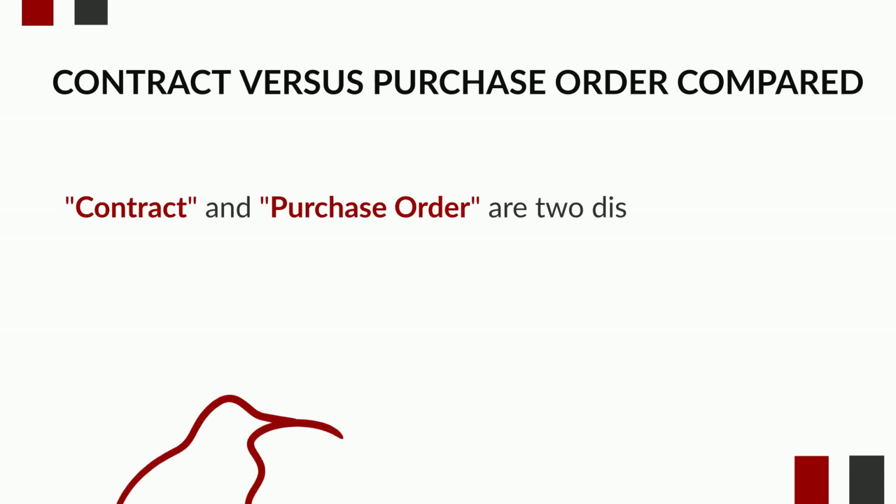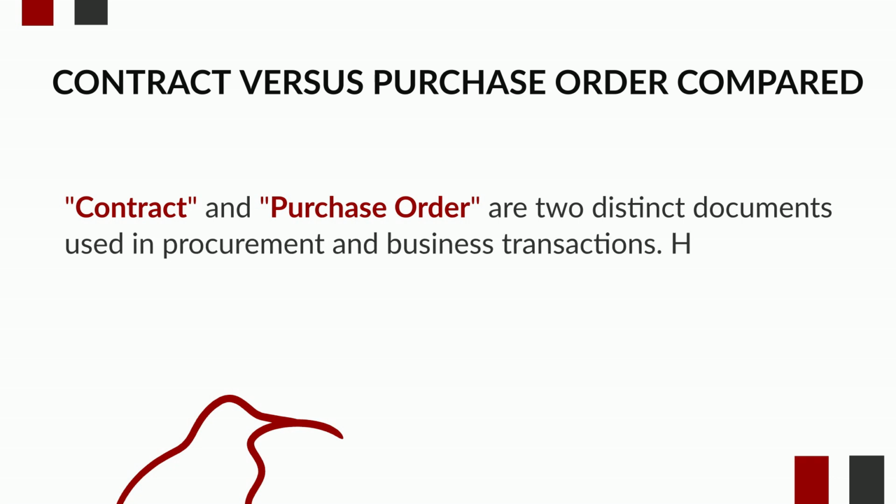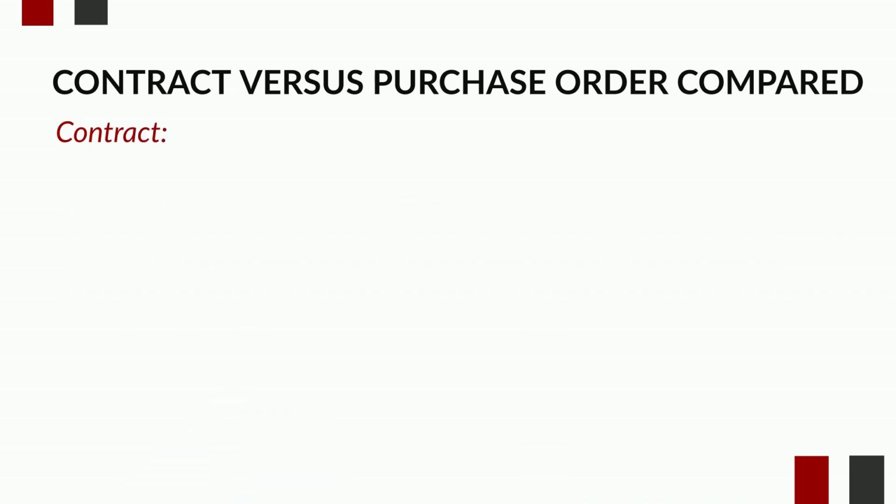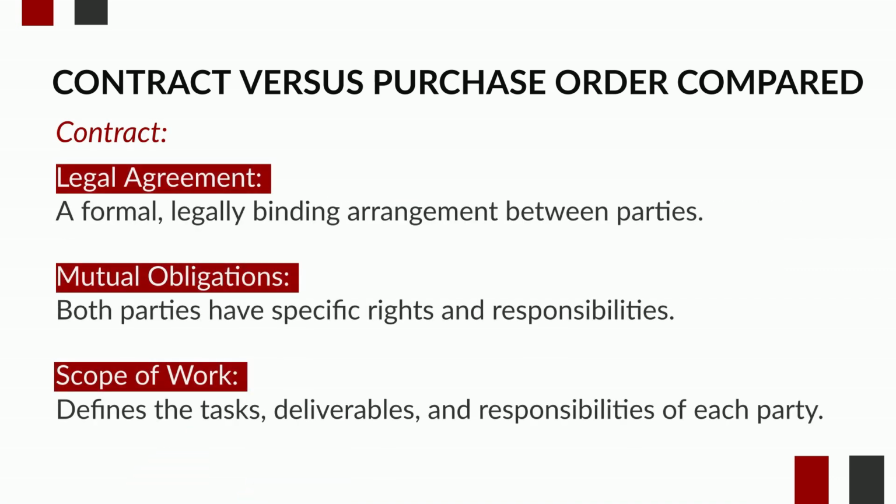Contract versus purchase order compared. Contract and purchase order are two distinct documents used in procurement and business transactions. Here's a comparison highlighting key words for both. Contract. Legal agreement. A formal, legally binding arrangement between parties.